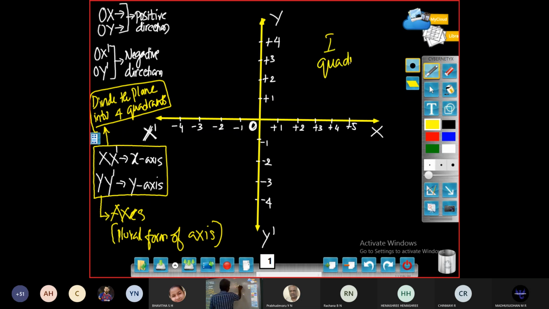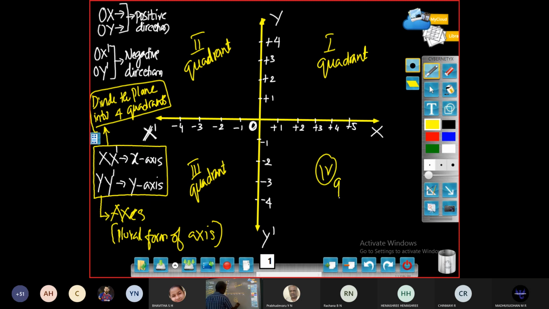And this one we call the second quadrant. In the anti-clockwise direction you have to come. Second quadrant. And this is called the third quadrant. And this one we call the fourth quadrant. Is it clear to all of you? Yes, sir.